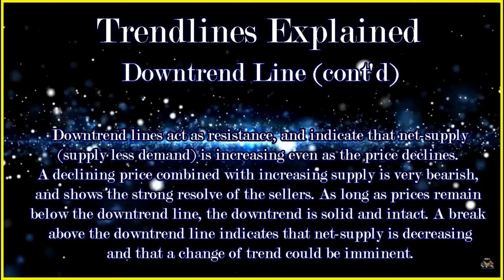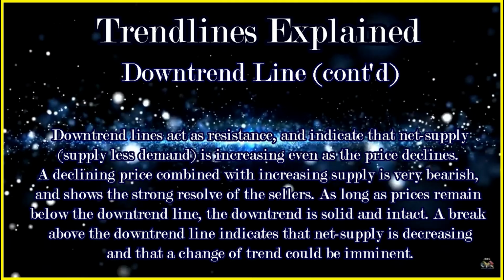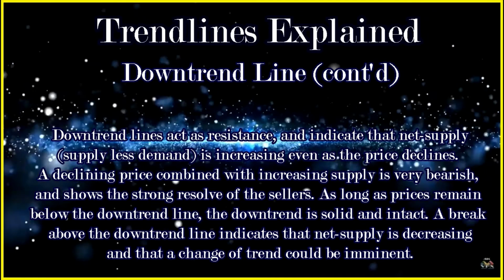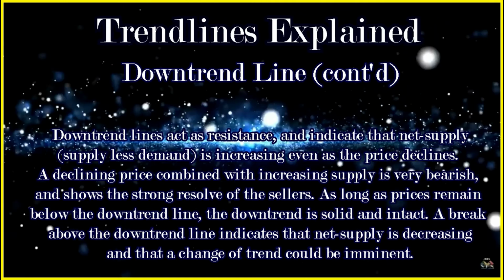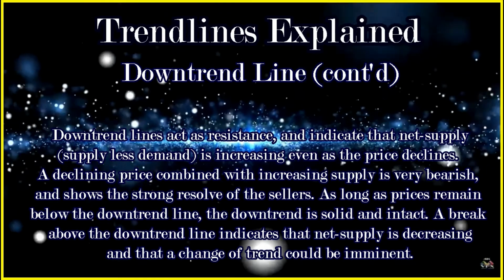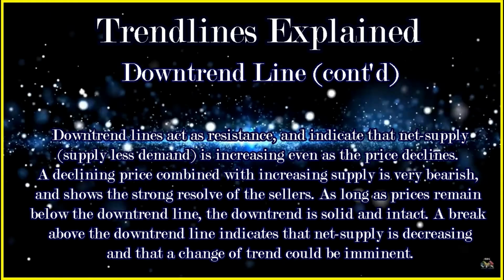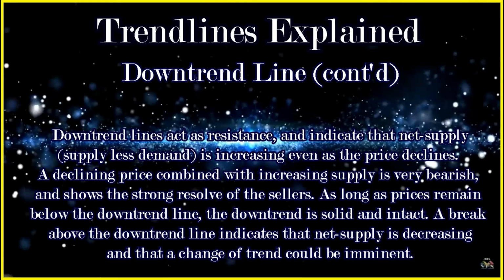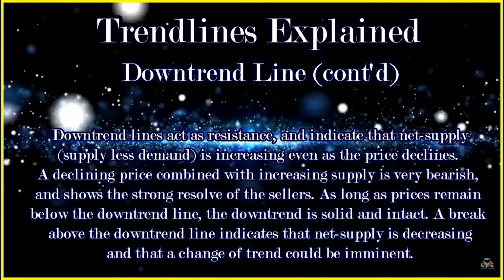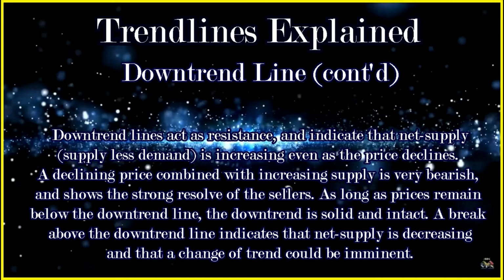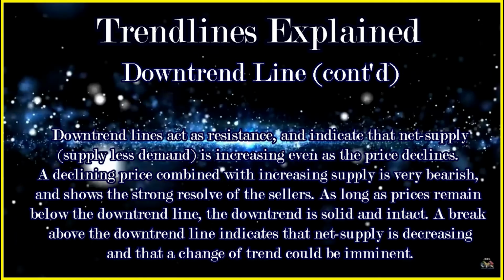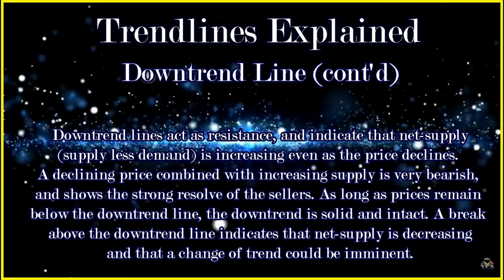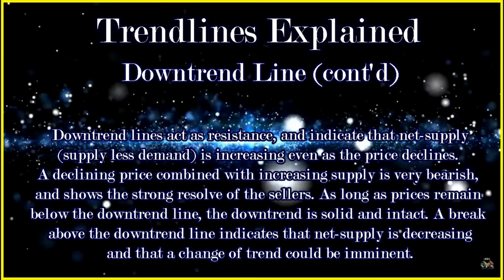So the downtrend lines act as resistance and indicate that net supply less demand is increasing even as the price declines. A declining price combined with increasing supply is very, yes, you guessed it, bearish. You guys are doing great today, and it shows the strong resolve of the sellers. As long as price remains below the downtrend line, the downtrend is solid and intact.